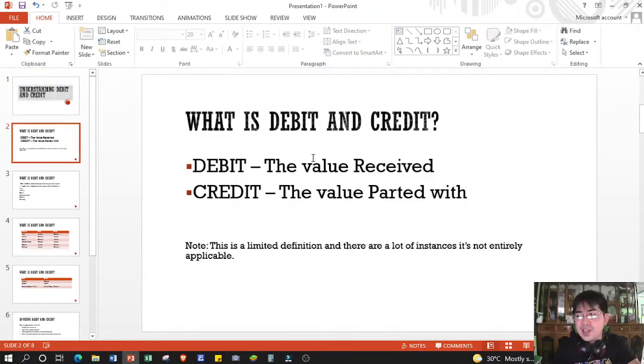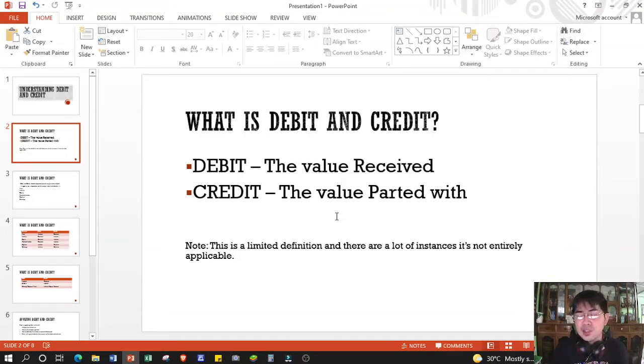So what is debit and credit? A lot of books, a lot of authors moingon jud sila nga debit is the value received and credit is the value parted with. For example, naa kay cellphone, tapos ibaligya nimo. The cellphone is the credit because it was the value parted with. And the money nga nadawat nako in exchange of the cellphone is the debit, which is the value received. Tama man siya.